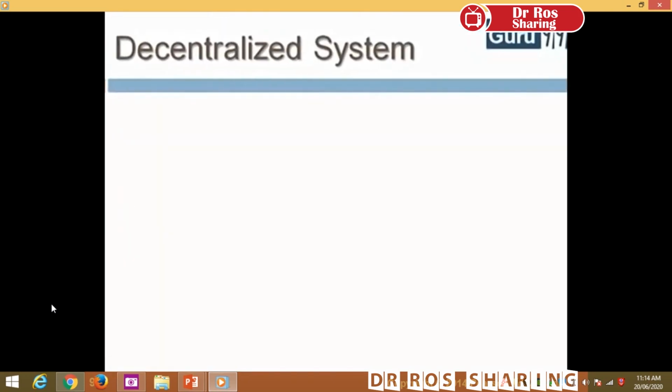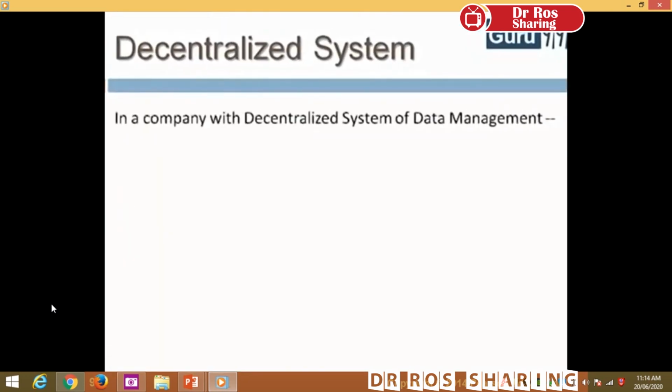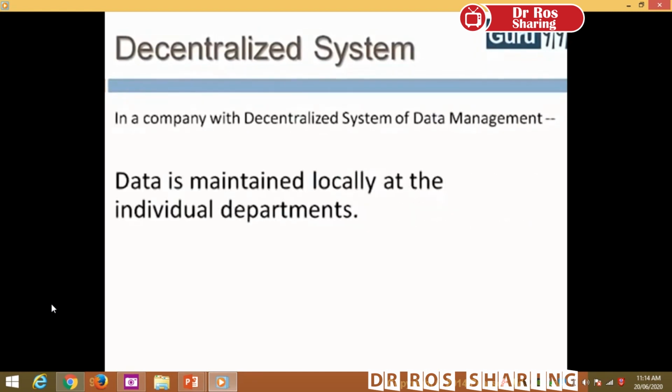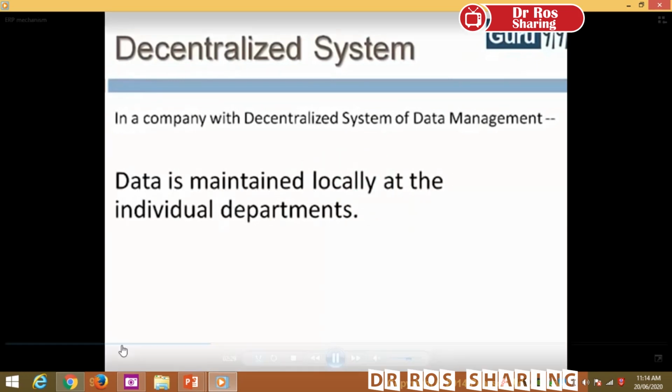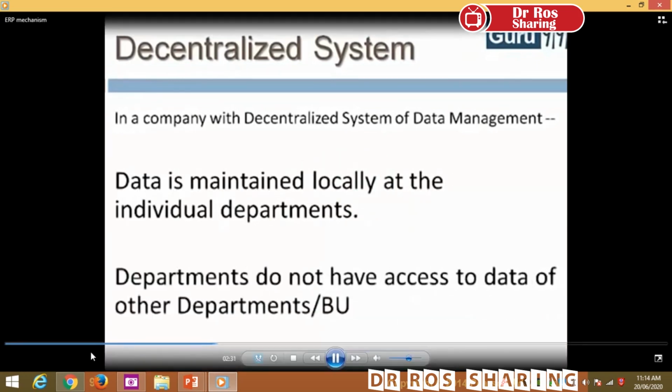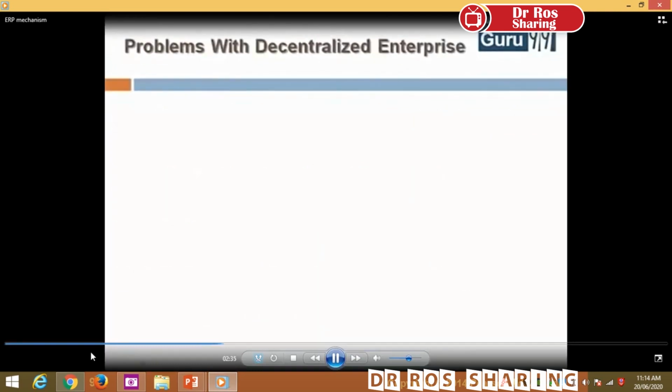Let's look at decentralized systems first. In a company with a decentralized system of data management, data is maintained locally at the individual departments. Departments do not have access to information or data of other departments. To identify the problems arising from decentralized enterprise management systems, let's look at the same business process again.